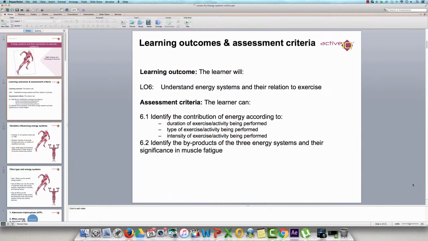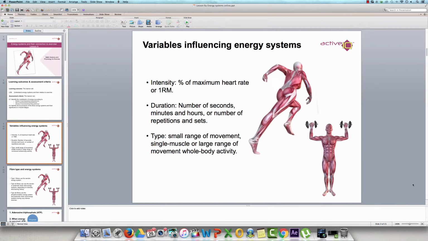And once again, we did cover this at level 2, but we're looking to build on that understanding and take it up to a higher level. So exactly what we're going to be looking at is understanding the energy system and how it relates to exercise. In particular, we want to be able to identify the contribution of energy according to the duration of exercise or activity being performed, the type of exercise or activity being performed, or the intensity of the exercise being performed. And in 6.2, we want to identify the byproducts of the three energy systems and their significance in muscle fatigue.